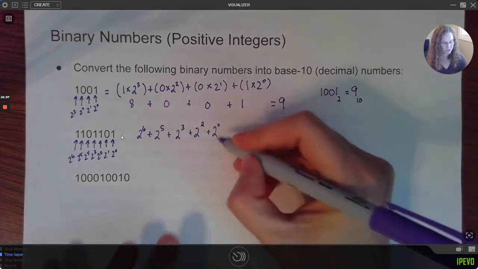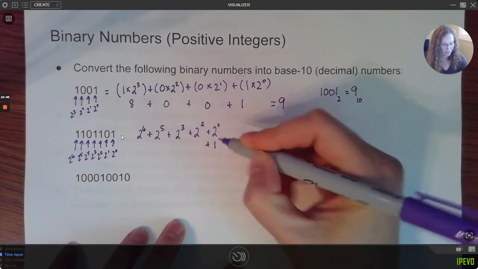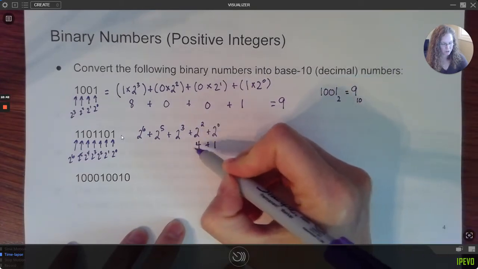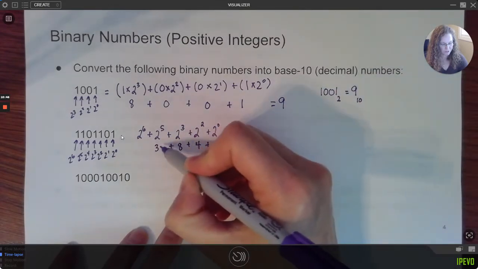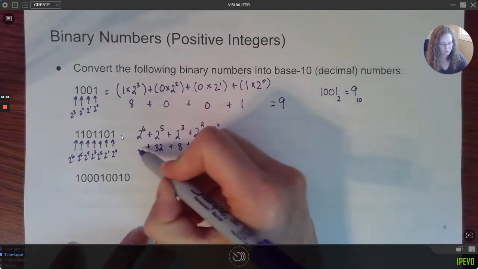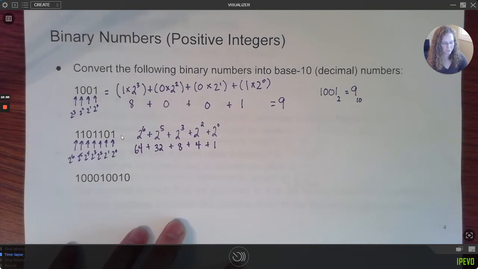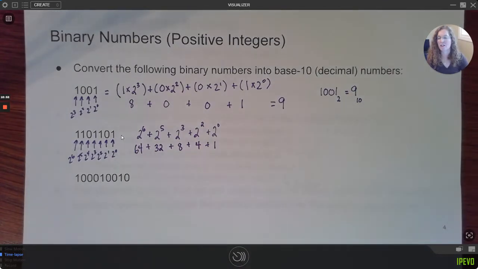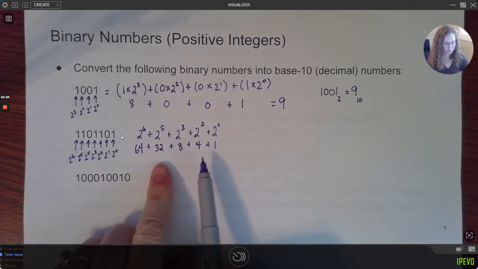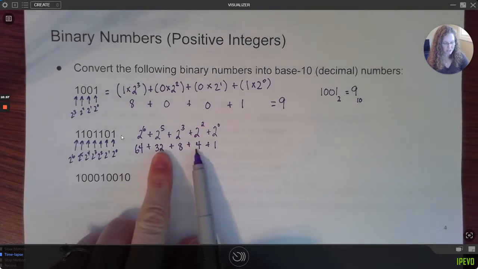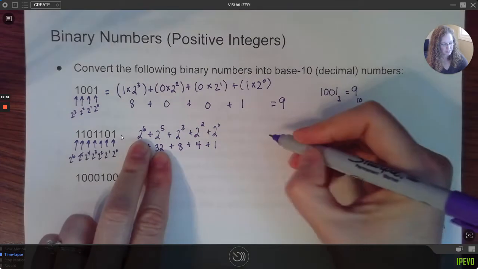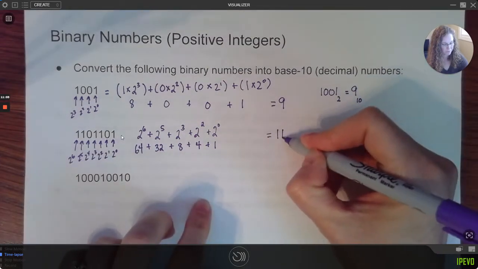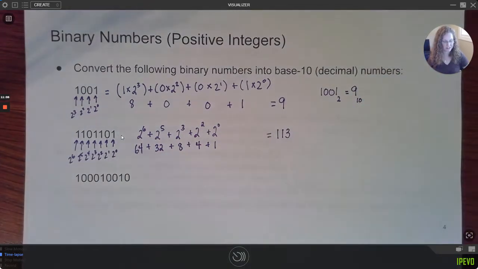So 2 to the 0 is 1, 2 squared is 4, 2 cubed is 8, 2 to the 5th is 32, and 2 to the 6th is 64. We would just have to add all of those up. Let's see, this would be 40, so that would be 104, 105, 113. Hopefully I did that correctly.